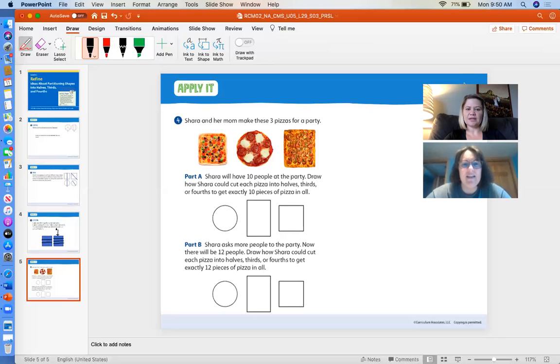Shara and her mom make these 3 pizzas for a party. Shara will have 10 people at the party. Draw how Shara could cut each pizza into halves, thirds, or fourths to get exactly 10 pieces of a pizza in all. Ooh.